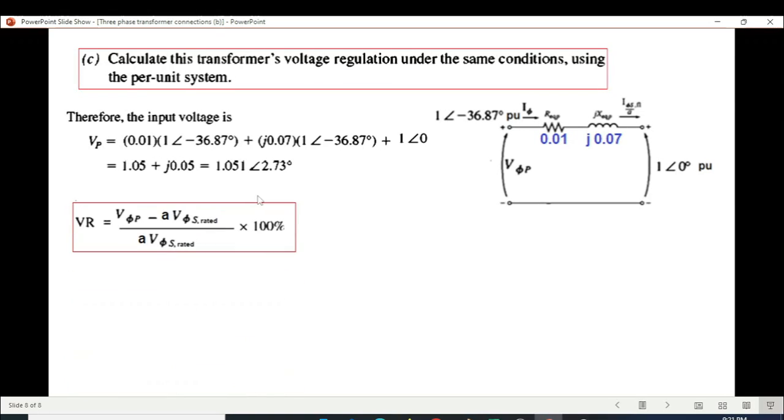Now we can use the voltage regulation formula, same formula, except that the values are now different. So for VP or V phase P, it is 1.05, so we'll write that. This one AVS is 1 angle 0, we'll only write the magnitude. So it is 1.051 minus 1, divided by 1, and the value is 5.1%. So it's the same value that we got in part B.